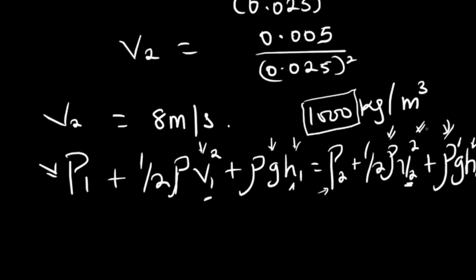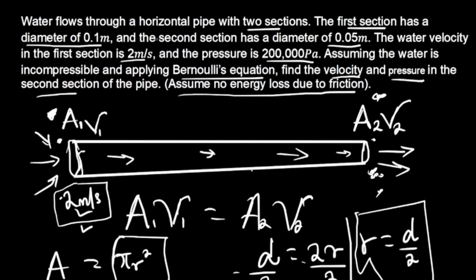Now you have to also understand that in this very question, it says horizontal pipe, which means it is not on any surface apart from the ground, which means that the height is going to be 0.